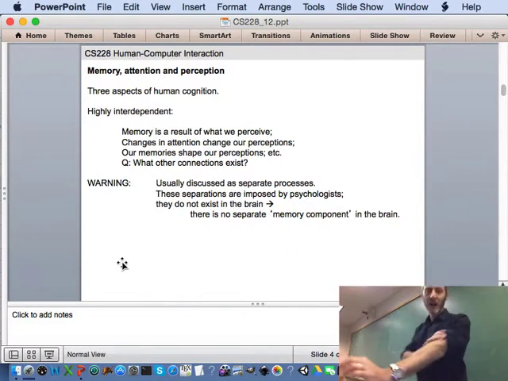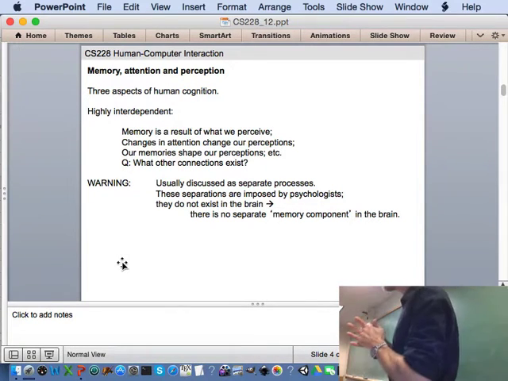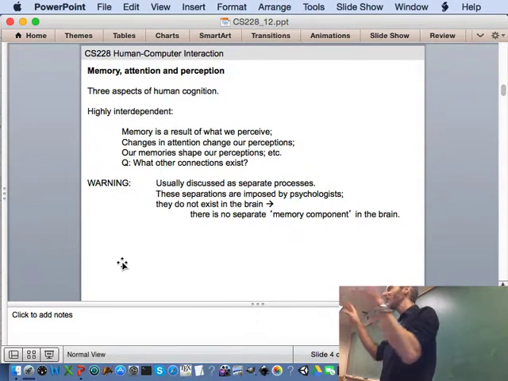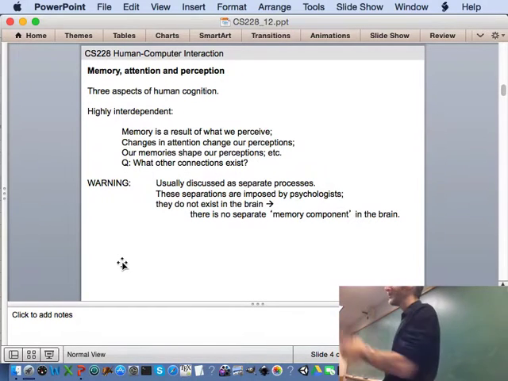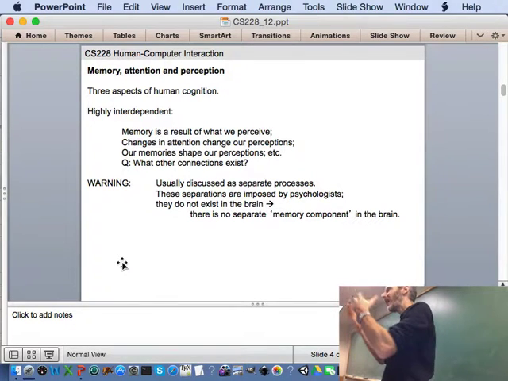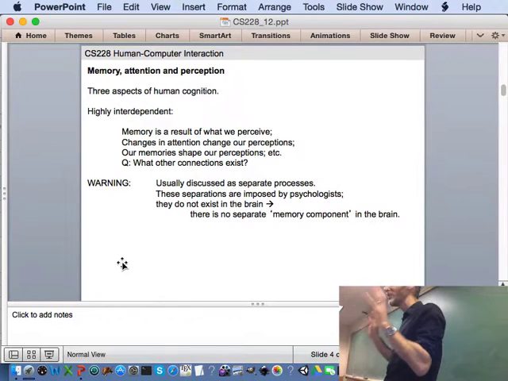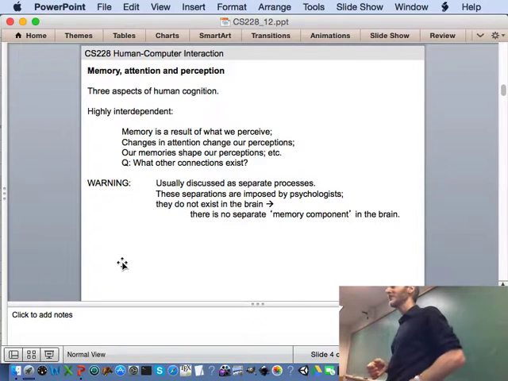Okay, let's carry on with memory, attention, and perception. Again, we try and tease apart all these aspects of cognition. Creating mental models, perceiving things, freely choosing to do something. But of course, in the brain, they're probably not separate sections. There isn't the free will section and the mental model making section and so on, right? These are very highly interdependent processes, and we try and tease them apart and give them separate names so that we can try and study them and get a better handle on what they actually are.